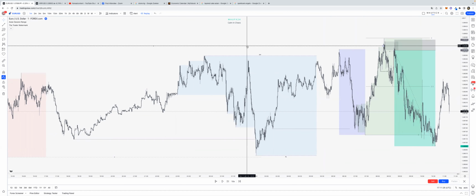So yeah, that's a trade breakdown. Hope it makes sense. Enjoy.